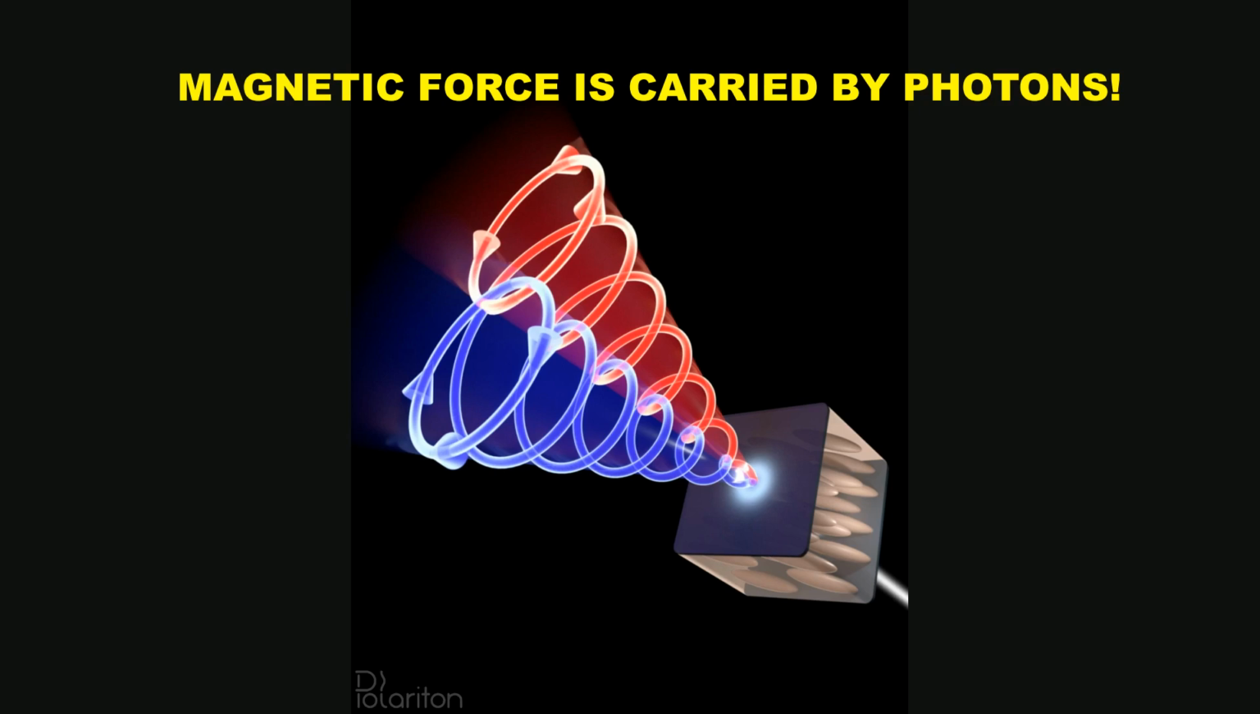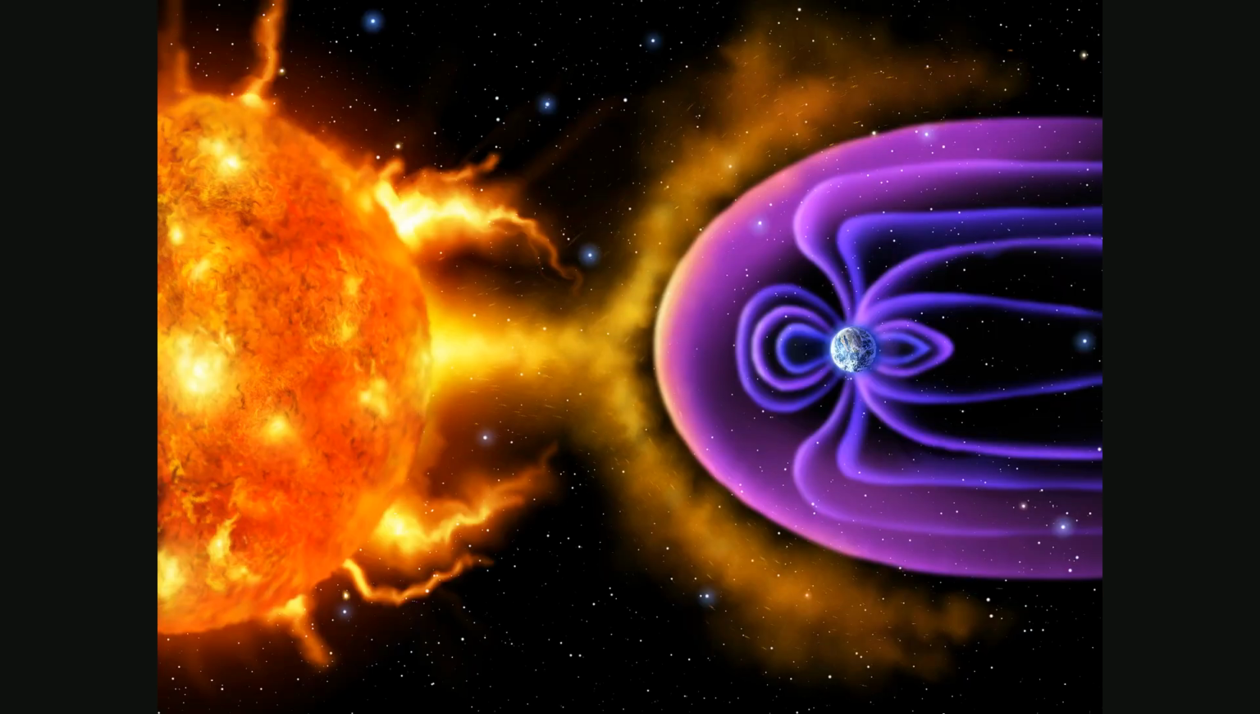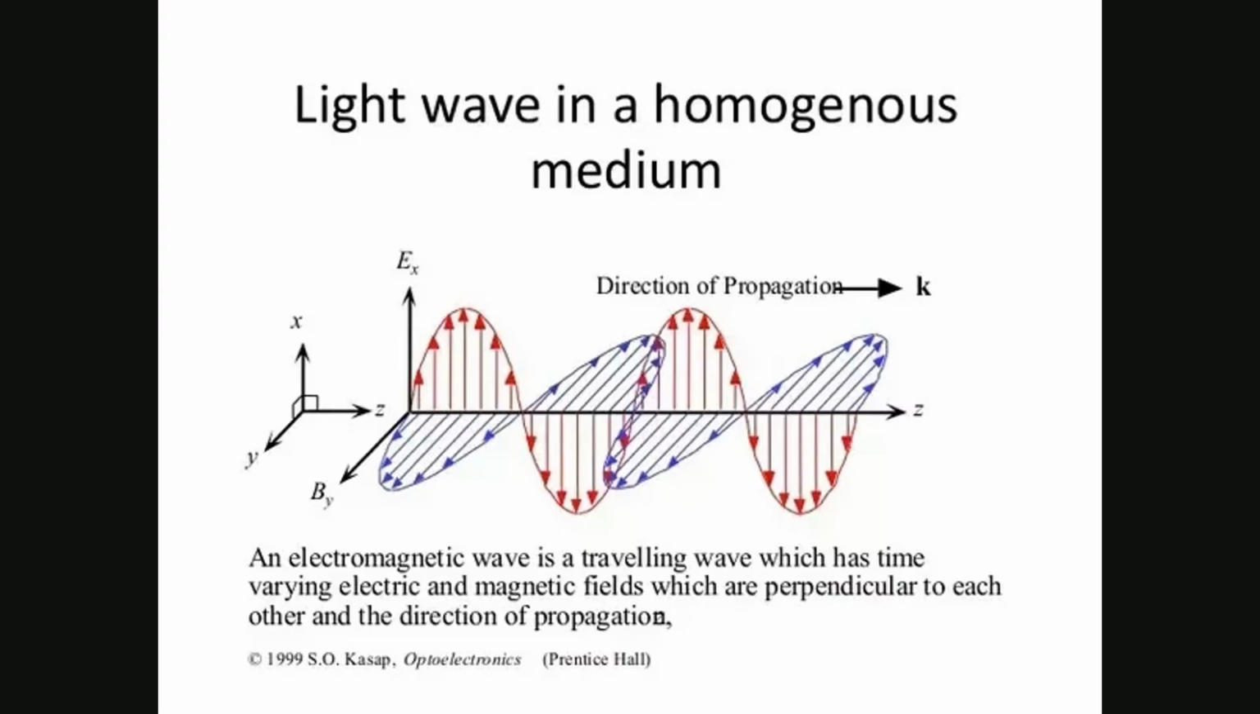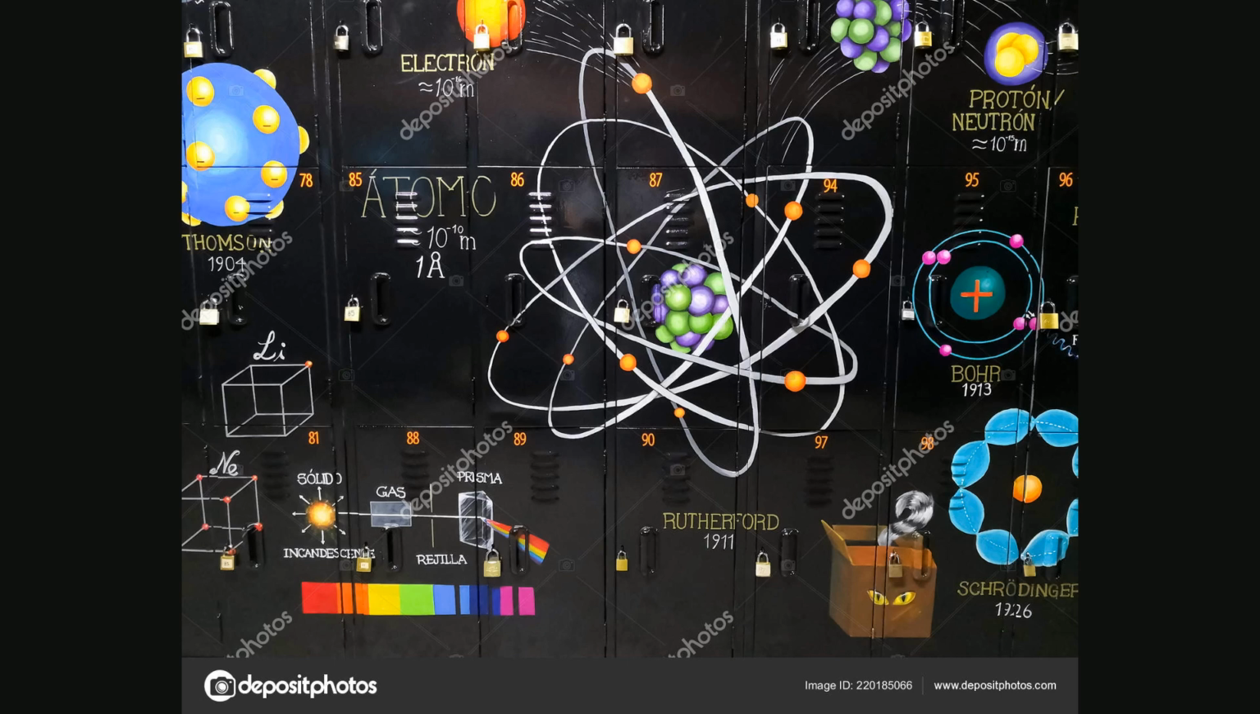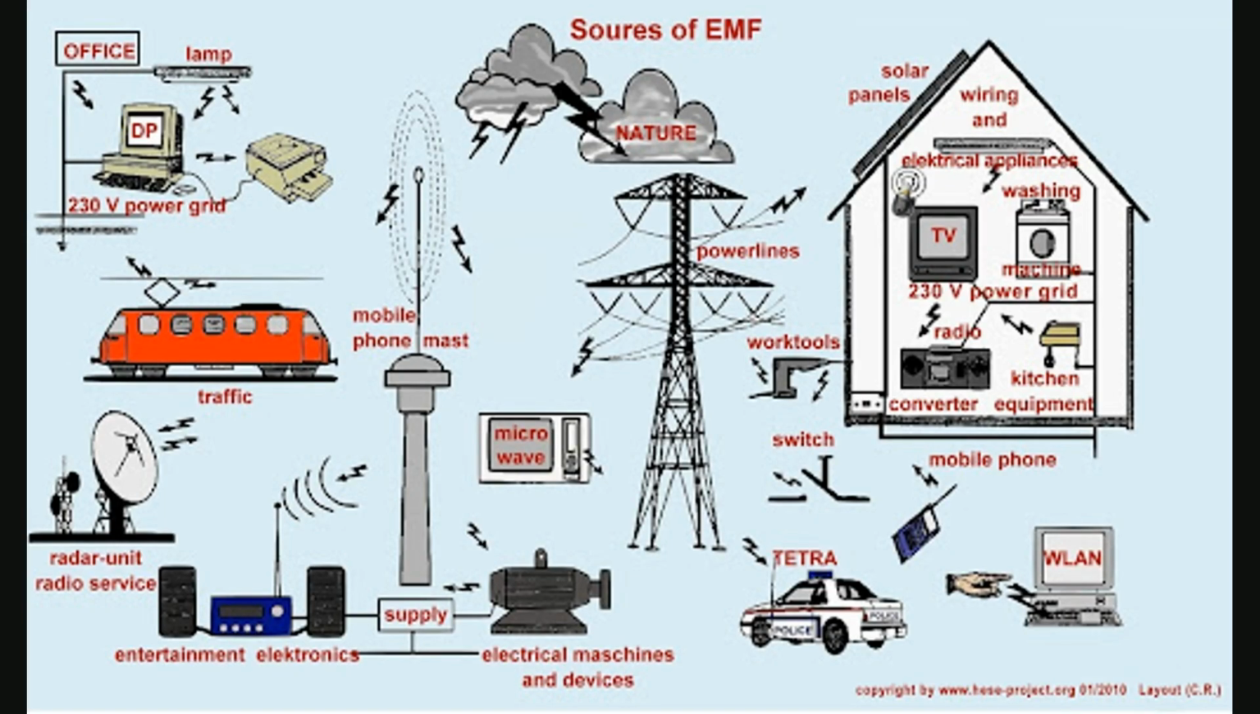Magnetic force is carried between objects by photons. Actually, Earth's magnetic field protects us from solar wind. It is responsible for the propagation of light. Electromagnetism is the force behind chemistry. It is indeed the driving force of life.